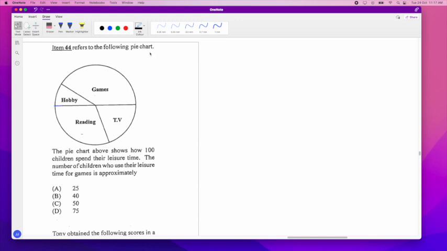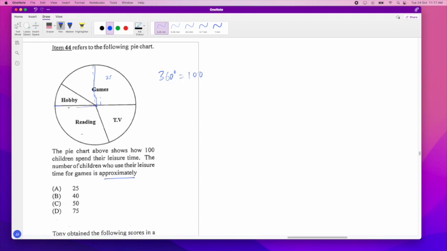Item 44 refers to the following pie chart. So we have a pie chart here. The pie chart above shows how 100 children spend their leisure time. So 360 degrees is equal to 100. That's the first thing that I'm thinking about. The number of children who use their leisure time for games is approximately, well, they say approximately here. So this is 90 degrees. So that is a quarter, right? A quarter of 100 will be 25. This 90 degrees here, that will be 25.